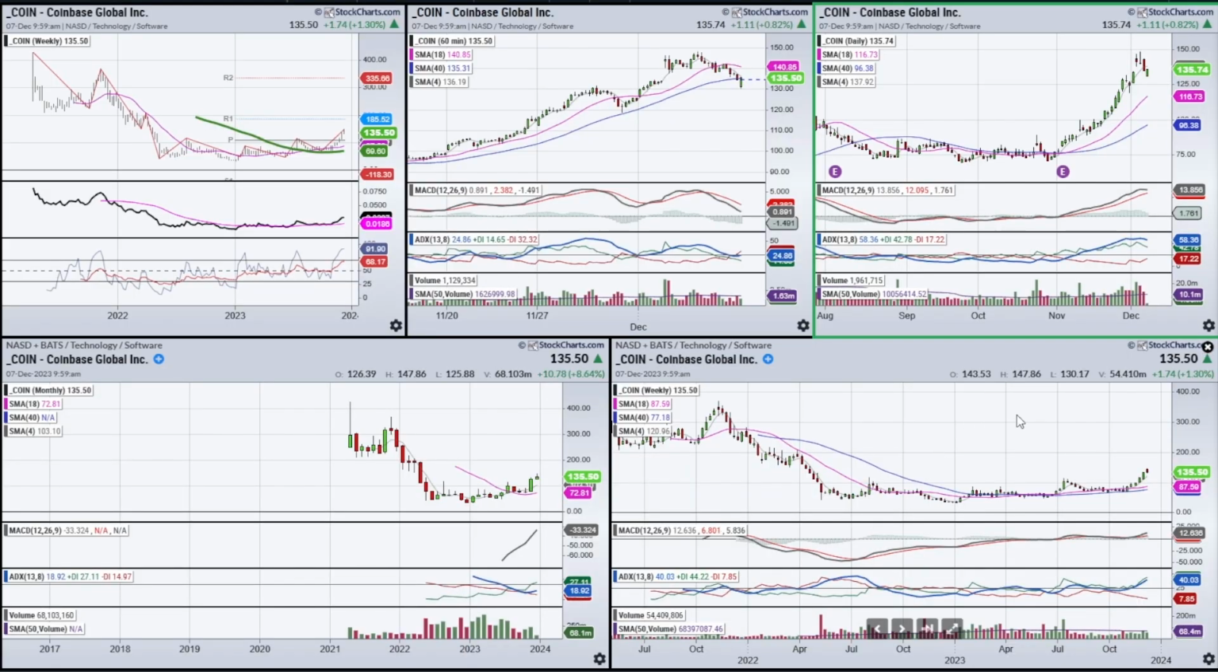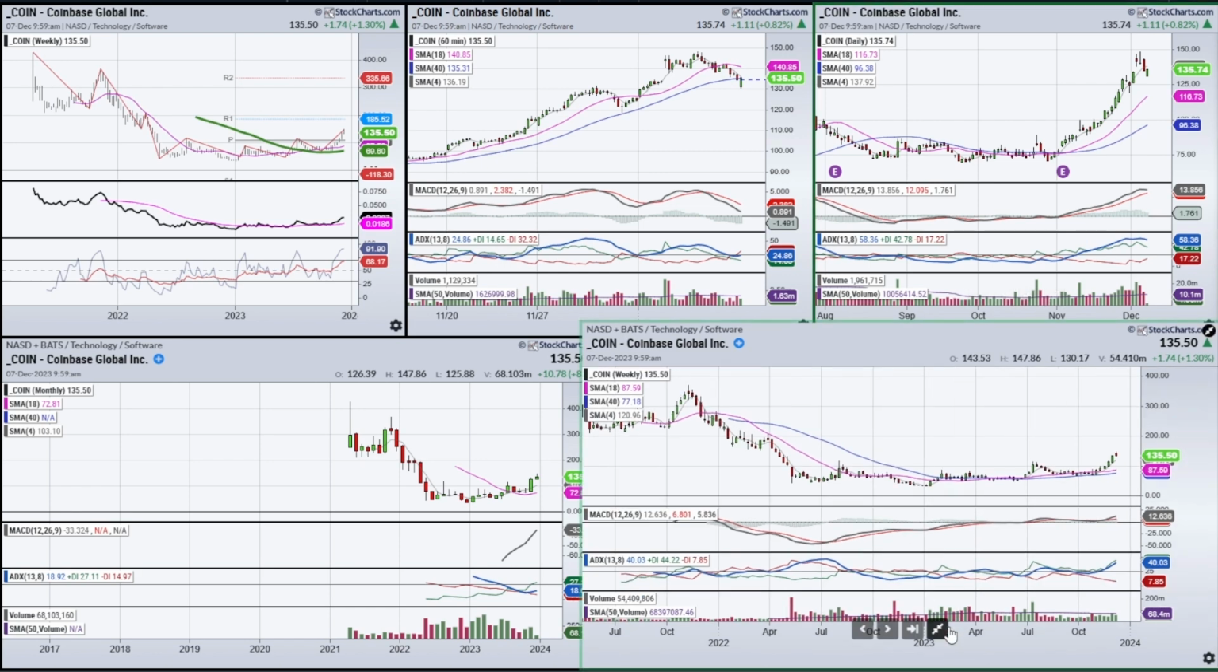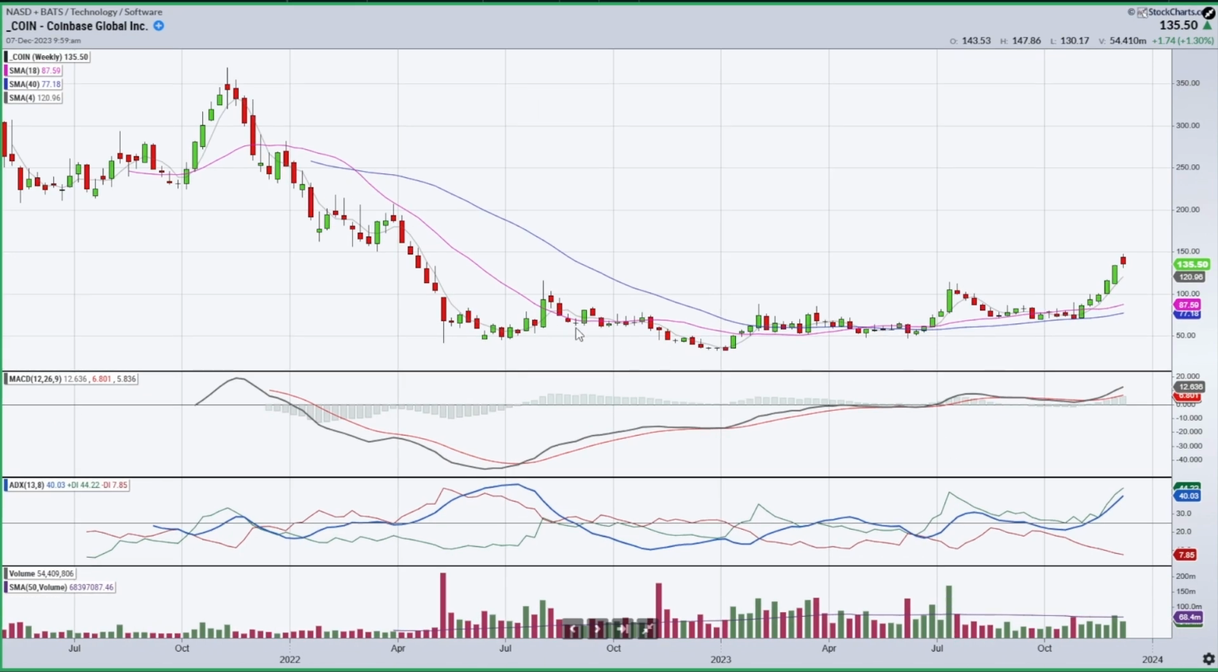Okay, let's look at Coin. So it got really extended here. A very strong move. So we'll just start with the weekly chart. We've been basing, working sideways, showed some strength to the upside, came back and held the 40, while green DI maintained strength and the MACD held above the zero line, right? And then we turned up and we've had a good 5 or 6 weeks to the upside.